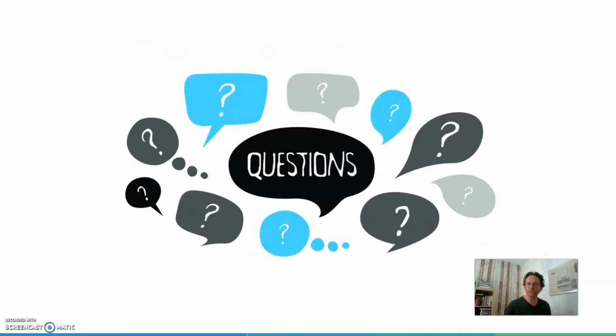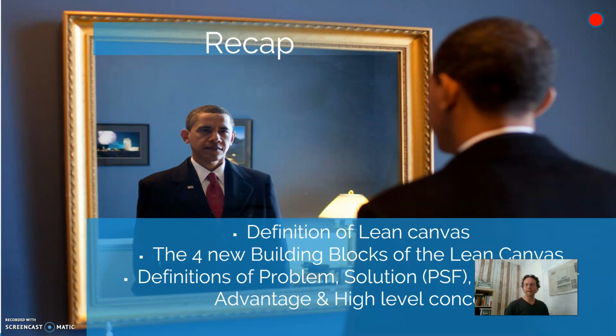In case you have more questions, please do not hesitate to ask them in your online sessions later this week. By now, you should know the definition of Lean Canvas, the 4 new building blocks of the Lean Canvas, definitions and problems, solutions, problem-solution fit, unique value proposition, unfair advantage, and high-level concept.